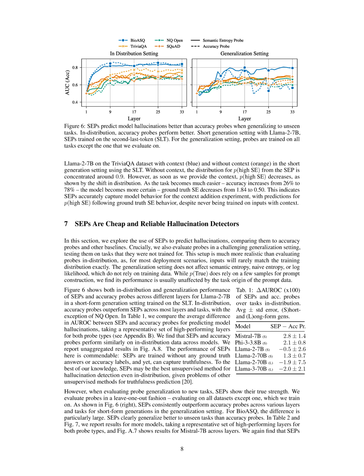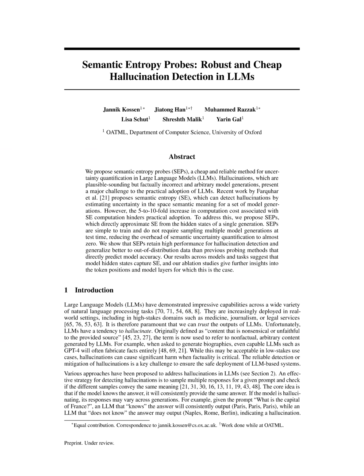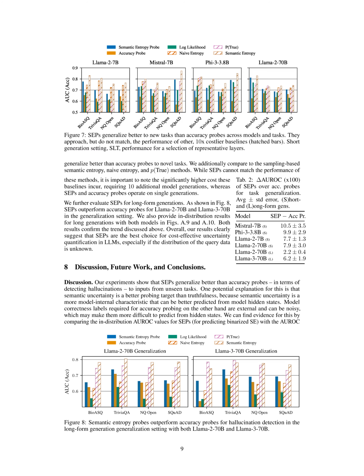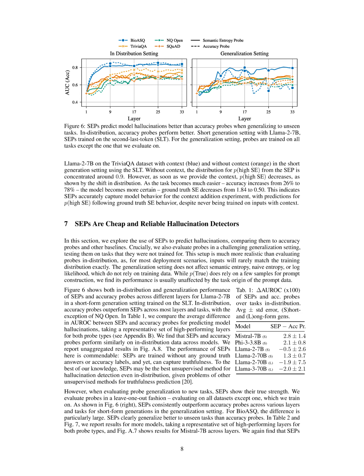5. Generalization. SEPs demonstrate better generalization to new tasks compared to traditional accuracy probes. They are able to predict hallucinations effectively across various tasks, models, and layers, showcasing their ability to adapt to unseen scenarios. 6. No ground truth required. SEPs do not rely on ground truth accuracy labels for training, unlike traditional accuracy probes.